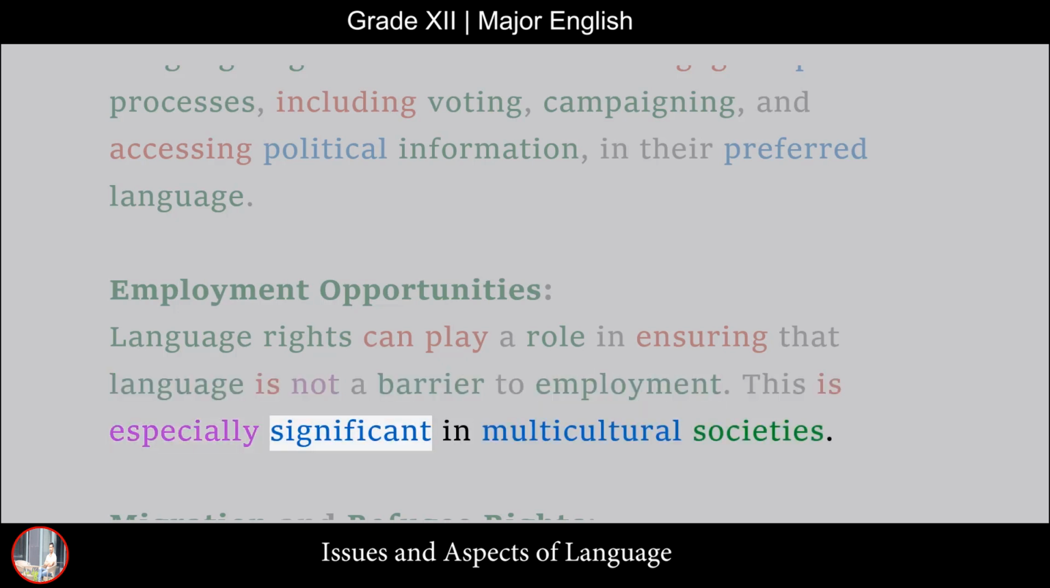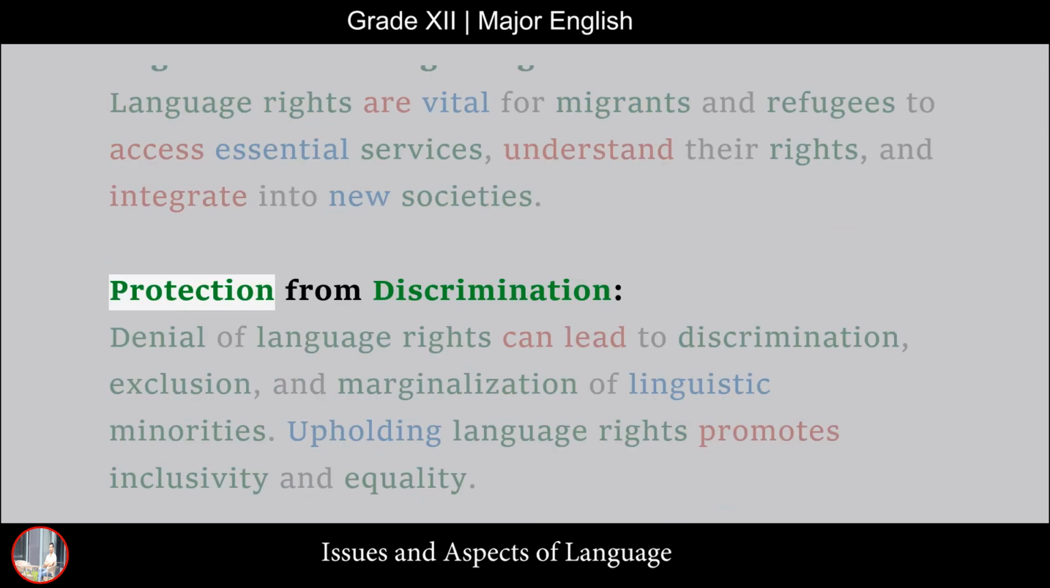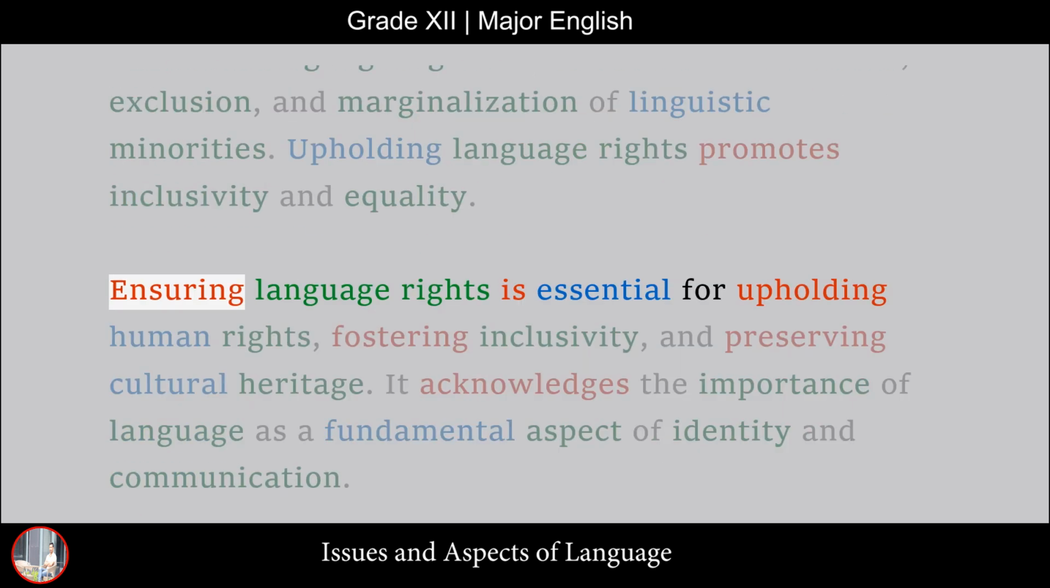This is especially significant in multicultural societies. Migration and refugee rights. Language rights are vital for migrants and refugees to access essential services, understand their rights, and integrate into new societies. Protection from discrimination. Denial of language rights can lead to discrimination, exclusion, and marginalization of linguistic minorities. Upholding language rights promotes inclusivity and equality.